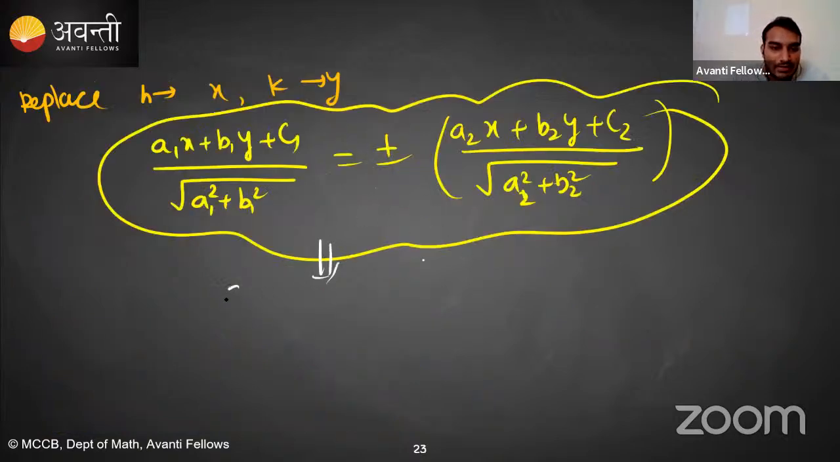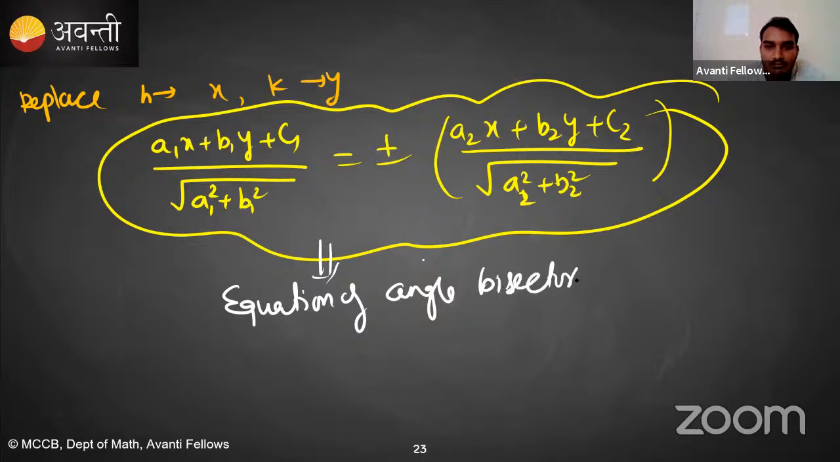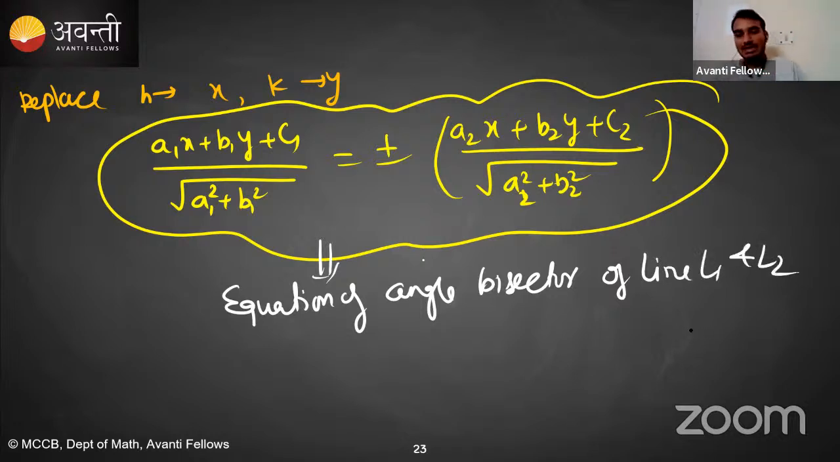So this is nothing but the equation of the angle bisector of lines L1 and L2. Okay, how will we find it? Line L1 is given, line L2 is given. For the equation of the angle bisector, write the first line as it is, A1X plus B1Y plus C1 upon under root of A1 square plus B1 square is equal to plus minus, again write L2 as it is, A2X plus B2Y plus C2 upon under root of A2 square plus B2 square.